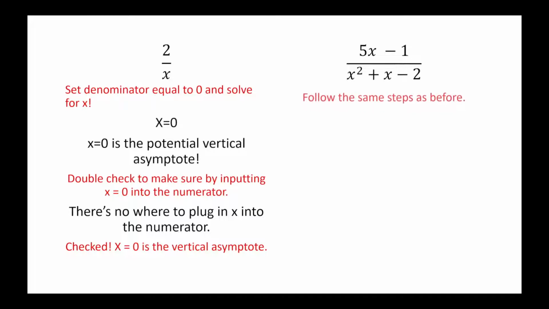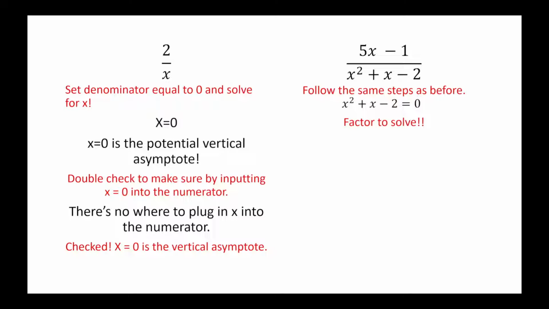Let's now do a more complex example. So we'll follow the same steps as before. Let's set our denominator equal to 0 and solve for x. In this case, we have a polynomial that has 3 terms, and so we'll need to factor in order to solve for x. Perhaps we'll end up with one answer, perhaps we'll end up with 2. But let's see.